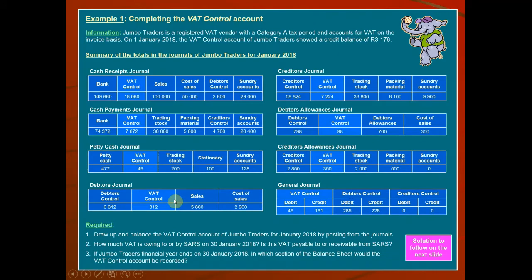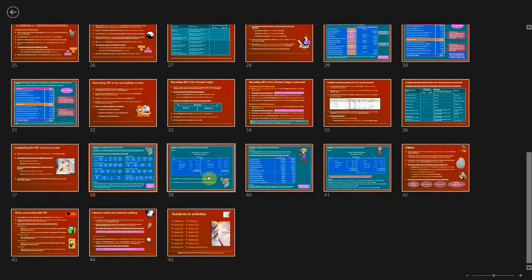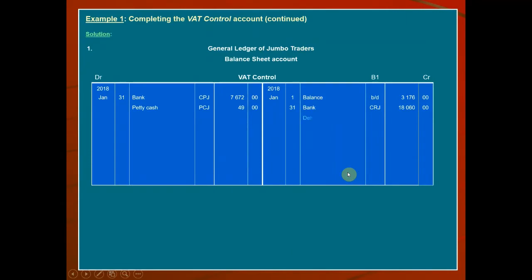The debtors journal, well, in a sense it's related to the cash receipts journal in that in both instances we are selling products. Only difference is we are now selling on credit. So it will give rise to an output tax or output VAT. So therefore we owe SARS more. So we will have to credit the VAT Control Account, and we have to debit another account, namely debtors control.